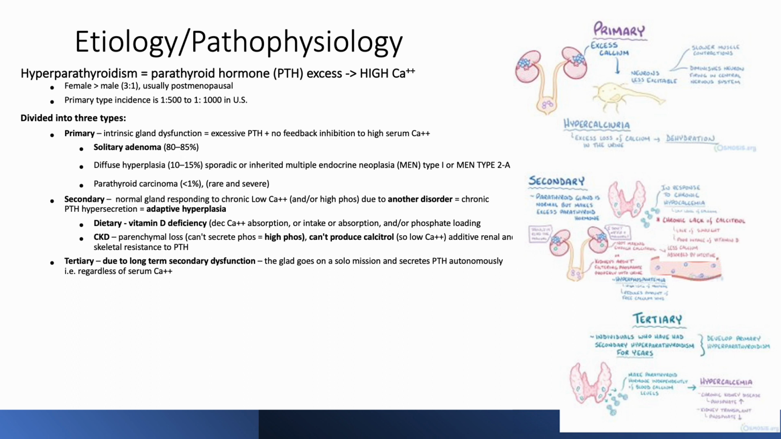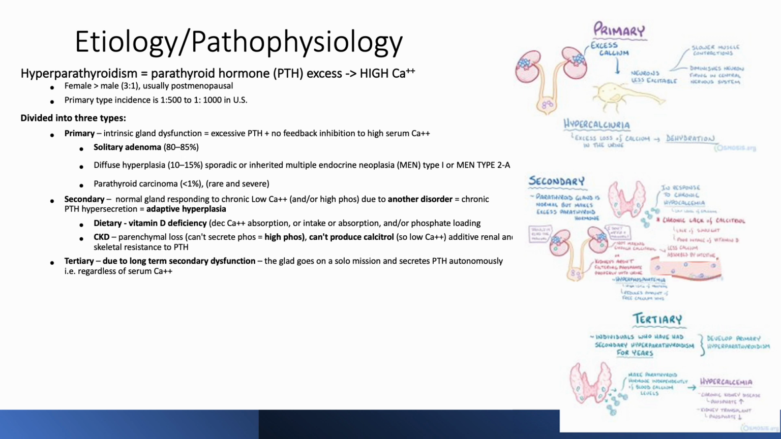And then the other more rare causes are hyperplasia, and this is where all of a sudden there's just sporadic growth of the glands, and again, inherited diseases can cause this to occur. And then rarely, there can be a parathyroid carcinoma, and these are pretty aggressive and very detrimental.